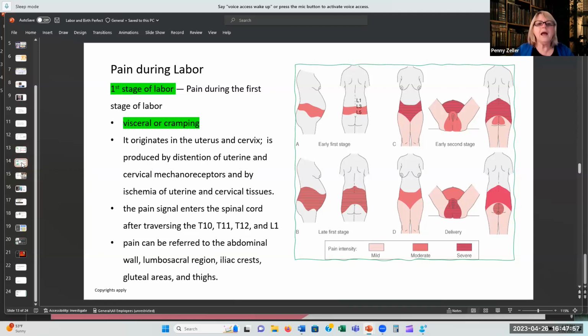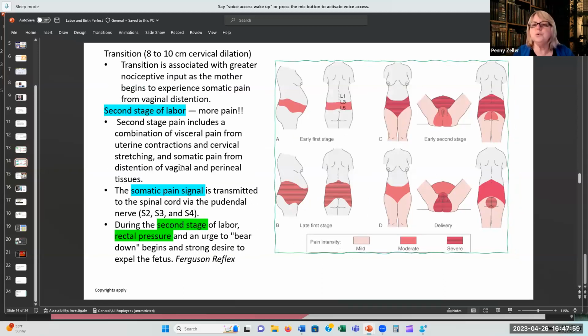So as we go into stage 2, beginning during the transition phase, when she's 8 to 10 centimeters dilated and transitioning, her pain then is lower in the perineum. So this is more of a somatic pain. So it's more superficial.